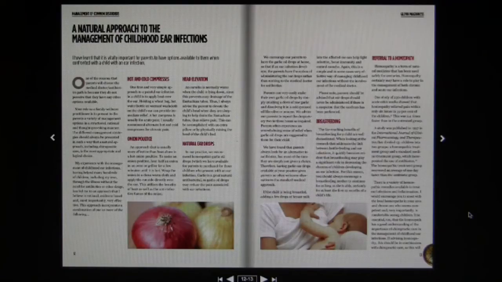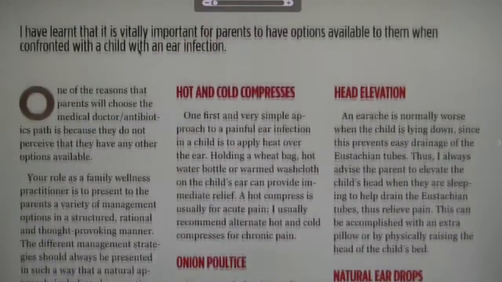I believe this is very important. I have found that many parents often feel helpless and locked into the medical antibiotic approach. By presenting options to the parent with well-referenced research supporting what you say, you are far more likely to effectively manage that child through the ear infection crisis without the parents resorting to antibiotics.